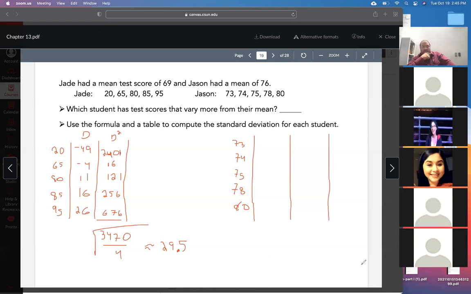Professor, I have a question. Yeah. Earlier, why did we divide by 4? How many data points are there? 5. And what do we divide by in the formula? Oh, got it. Right, okay.